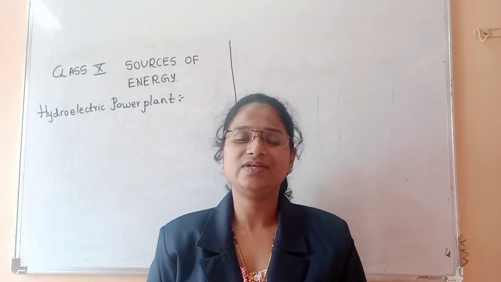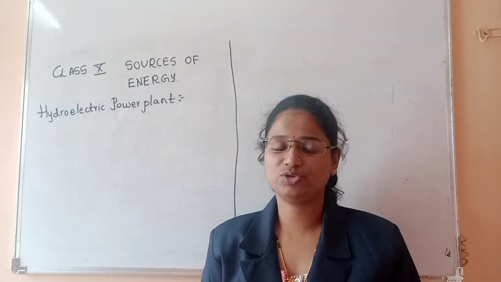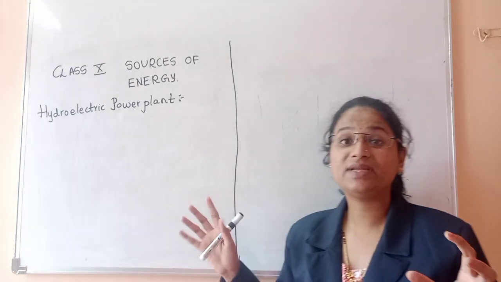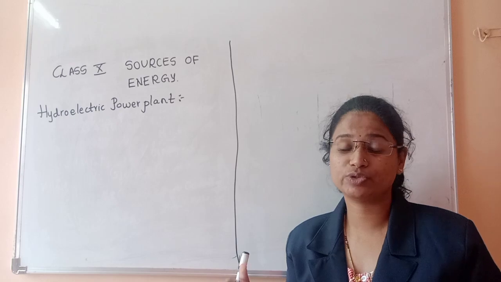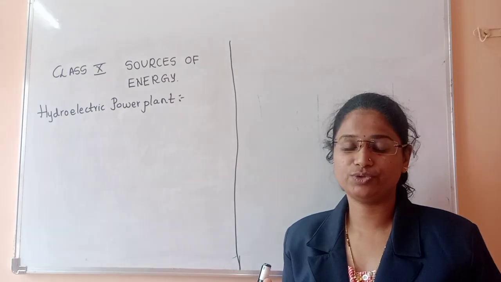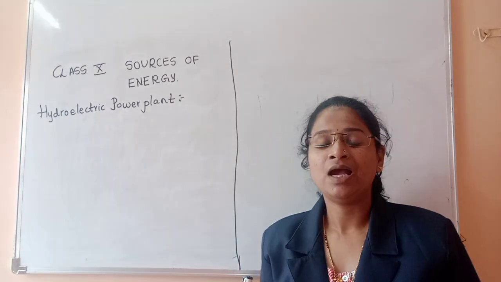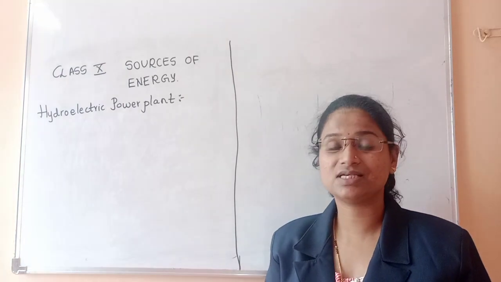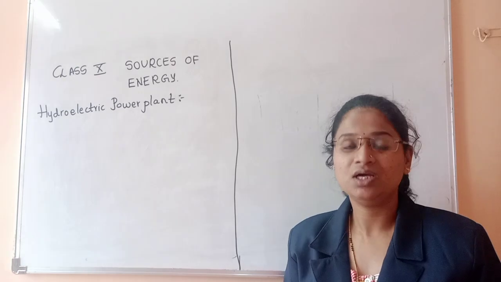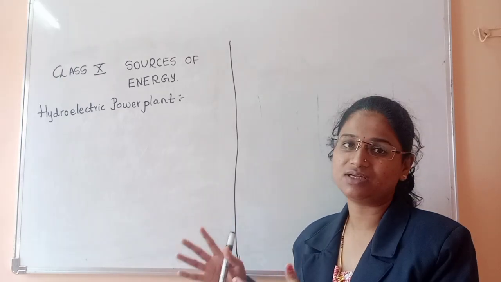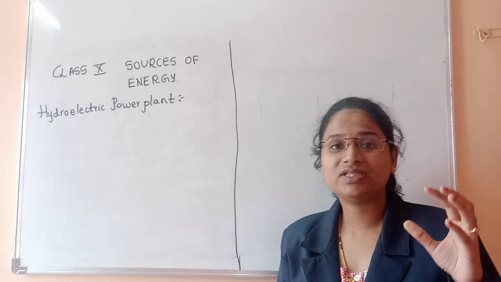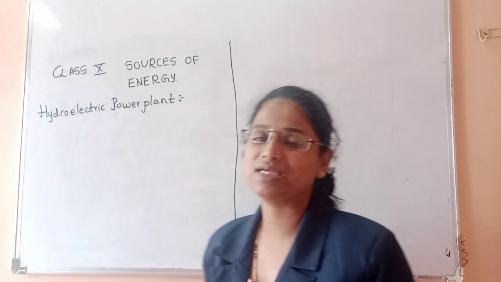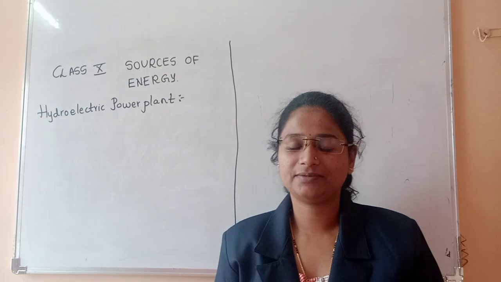In the last class, we discussed sources of energy: how many sources there are and what they are, like renewable and non-renewable resources. We also discussed a lot about the thermal power plant, which is a conventional source of energy. With the help of heat, we generate electricity, and we also discussed the advantages as well as disadvantages of the thermal power plant.